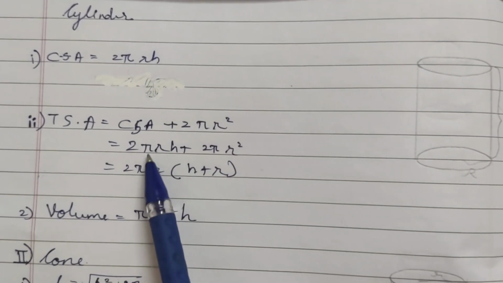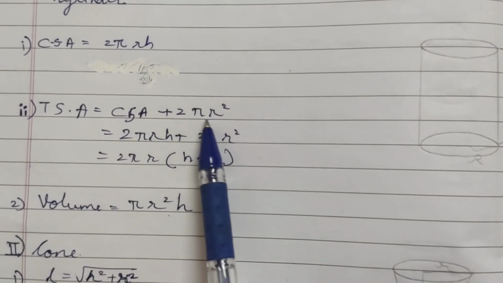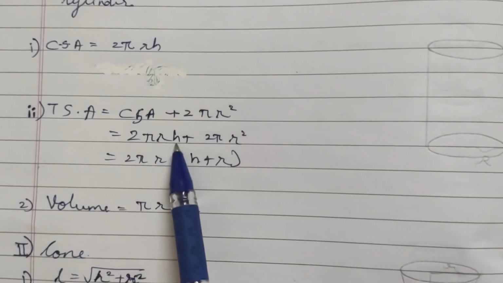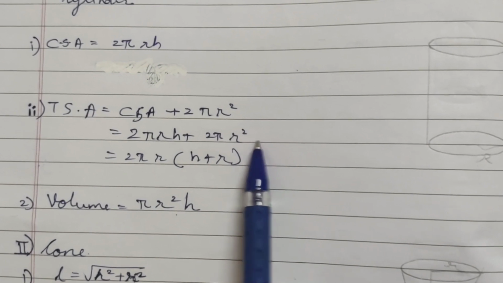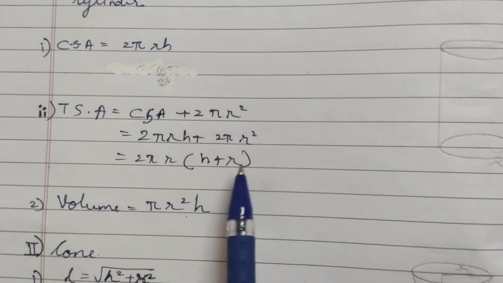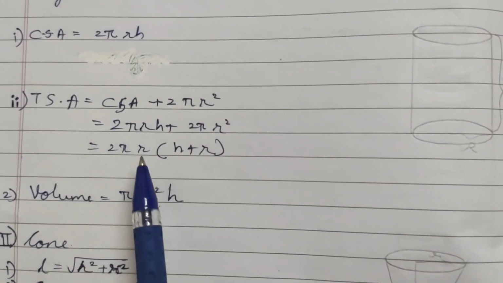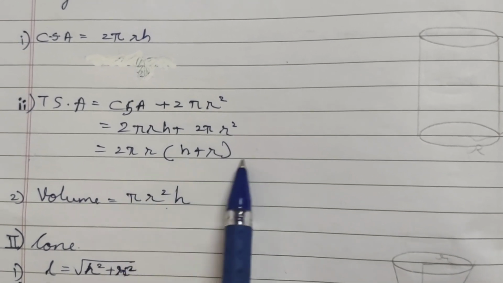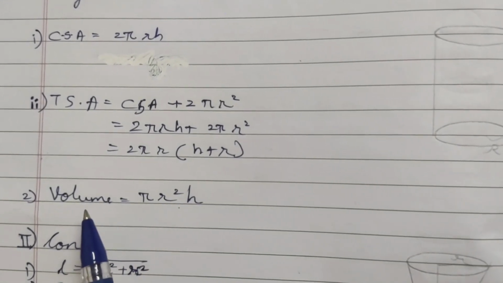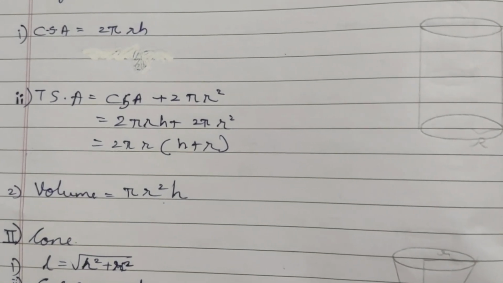To find out total surface area, we have to add: total surface area is equal to curved surface area plus 2 pi R square. Here curved surface area is 2 pi RH. 2 pi RH plus 2 pi R square is equal to, take common 2 pi R into bracket H plus R. So to find out the total surface area of the cylinder, we have to use this formula 2 pi R into bracket H plus R. To find out the volume of the cylinder, the formula is pi R square H.